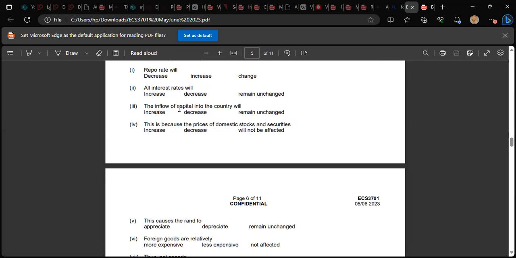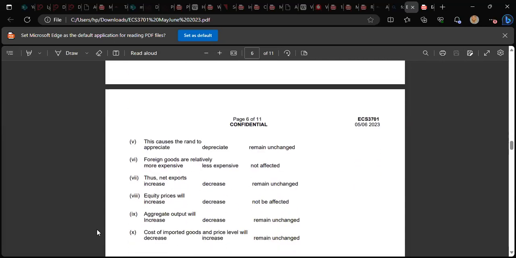So when forex is coming into the country, in order for them to buy stuff that is in the country, they obviously need to convert their currencies into rands, right? Which means they are going to be purchasing more of the rands. When they are purchasing more of the rands, they are demanding more of the rands. Hence, we expect the rand to appreciate. So this is all still basic and logical.